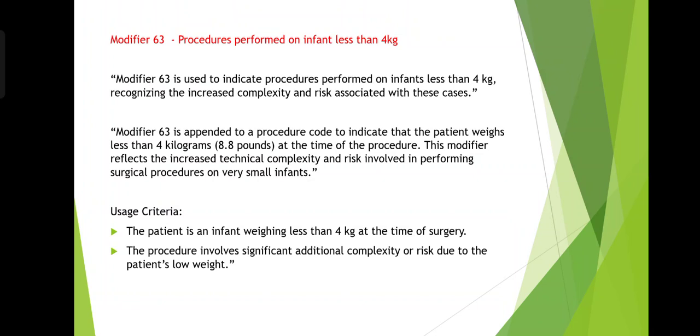So modifier 63 is appended to a procedure code to indicate that the patient weighs less than 4 kilograms at the time of the procedure. This modifier reflects the increased technical complexity and risk involved in performing surgical procedures on very small infants. And usage criteria: the patient is an infant weighing less than 4 kg at the time of surgery, and the procedure involves significant additional complexity or risk due to the patient's low weight.